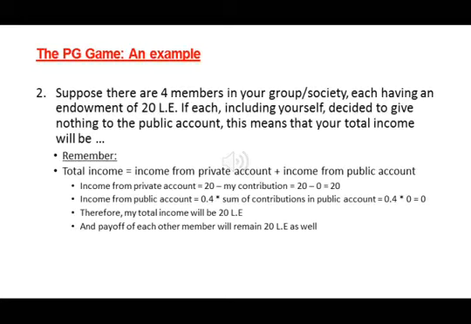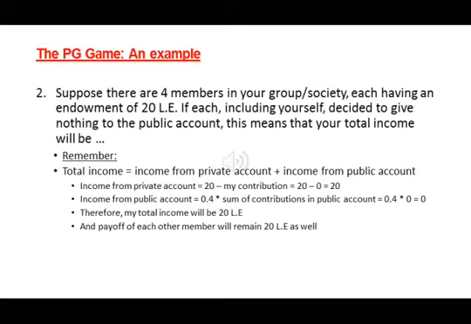Your income from the private account will be 20 minus your contribution, which is 0. So income from the private account will be 20. Your income from the public account will be 0.4 times the sum of the contributions in the public account, which is again 0 because no one decided to contribute anything to the public account. So it's 0. Therefore, your total income will remain the same as your initial endowment, which is £20. And the same for the other members. Everyone will keep his £20 and he will get nothing extra because everyone decided to free ride.